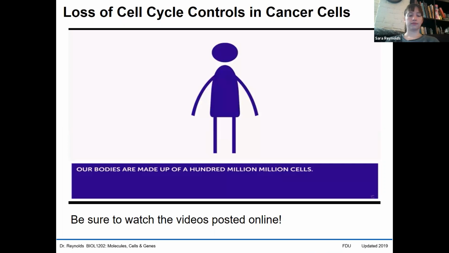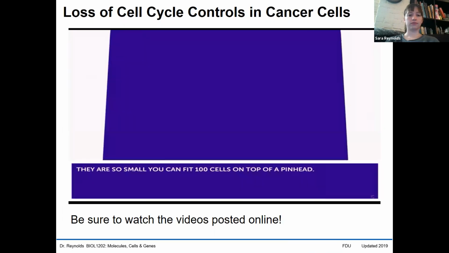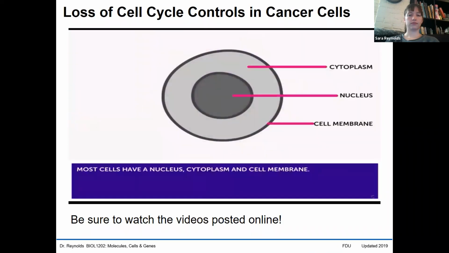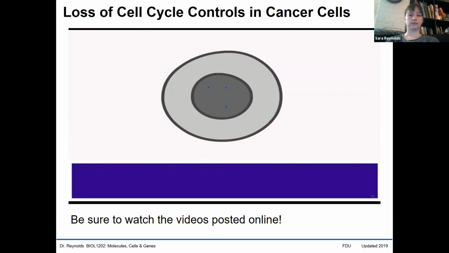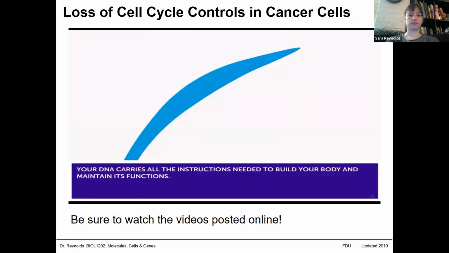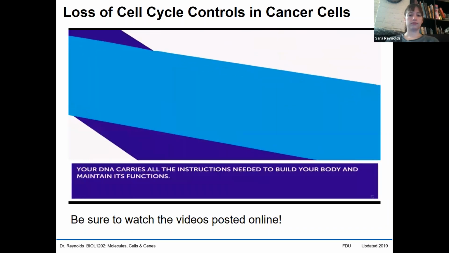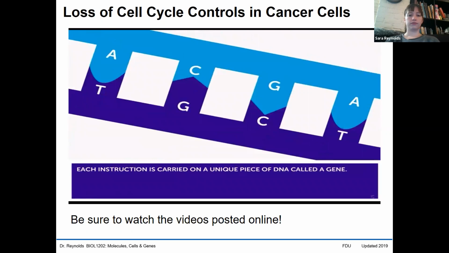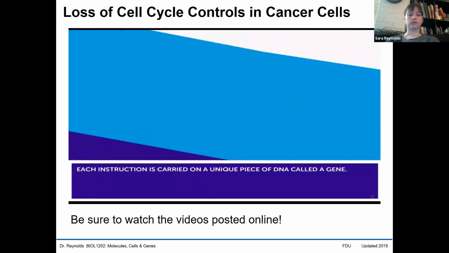Our bodies are made up of 100 million cells. They're so small, you can fit 100 cells on the top of a pinhead. Most cells have a nucleus, cytoplasm, and cell membrane. The nucleus is the cell's control center and holds the cell's DNA. Your DNA carries all the instructions needed to build your body and maintain its functions. Each instruction is carried on a unique piece of DNA called a gene.